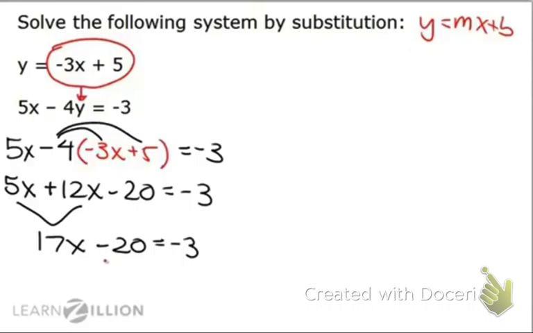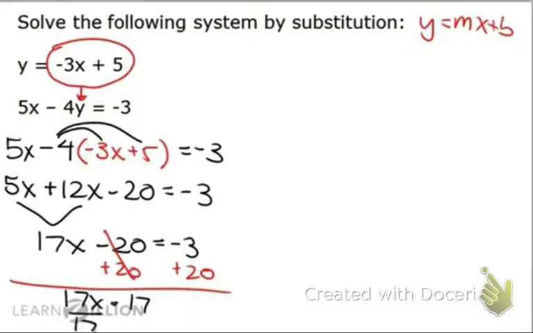Now I'm going to use inverse operations. Add 20 to both sides. The 20's cancel. I get 17x equals 17. Divide by 17, again inverse operations, and x equals 1. But we're not done, because we know that a solution to a system is of the form (x, y). We already have x, now we need to find y.